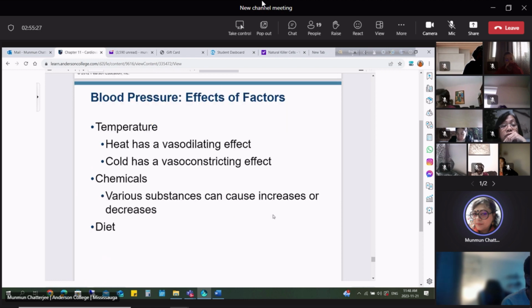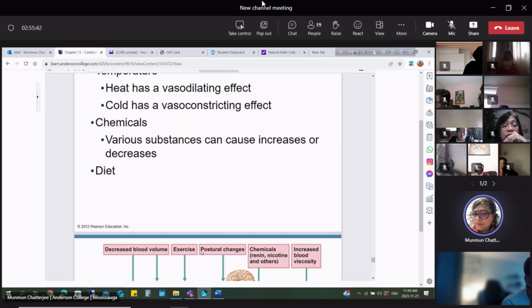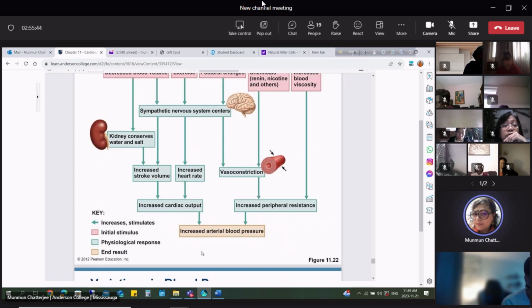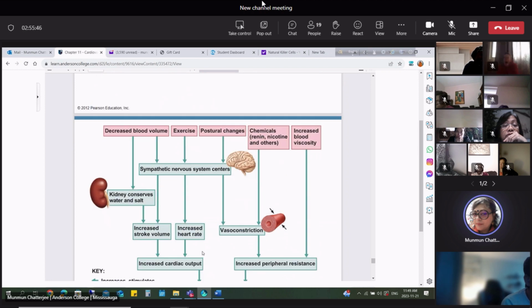Temperature: heat has a vasodilating effect, cold has a vasoconstricting effect. So when you're cold, your body shrinks, that is the vasoconstriction, and when hot, you have a vasodilating effect. Some chemicals and some diets can cause the different dilation and shrinking. So this gives a chart where you can see each organ, when it may have a problem, and how it's going to do that.